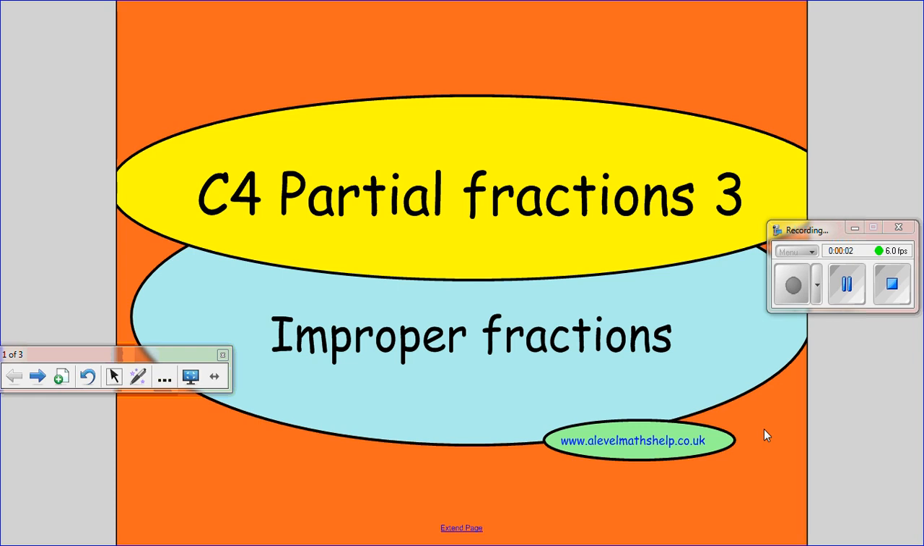Hi, so in this video we're going to be looking at partial fractions again, and we're going to be looking at improper fractions. If you're not happy about using the cover-up rule, please quickly go and have a look at the video on that before we start this.